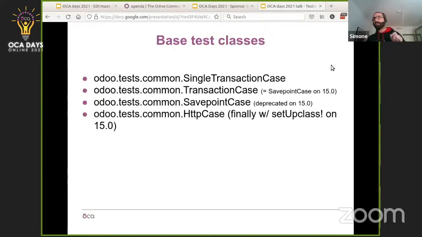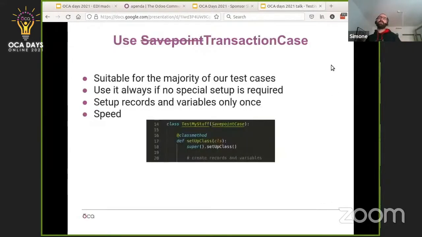So yeah, HttpCase is going to run better, and you will have to move your test setup from the setUp method to a setUpClass method. So there you go. I won't recommend using SavepointCase anymore, but just sticking with TransactionCase. This is suitable for the majority of our test cases. You can always use it if no special setup is required.